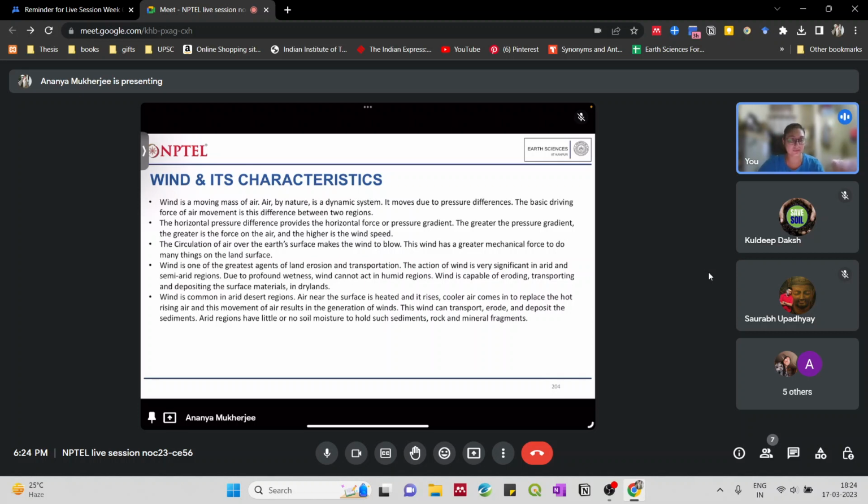Because it's heavy, it's laden with moisture, humid air is not going to cause any sort of erosion in that sense, the way the wind in a dry region can. Air near the surface gets heated, it rises, then cooler air comes to replace the hot air which has just risen above.